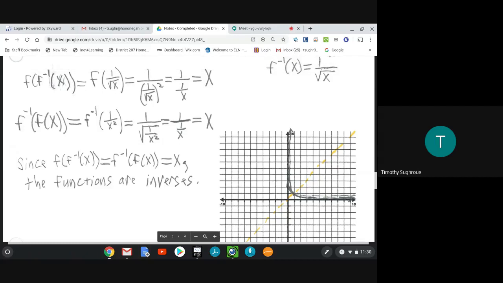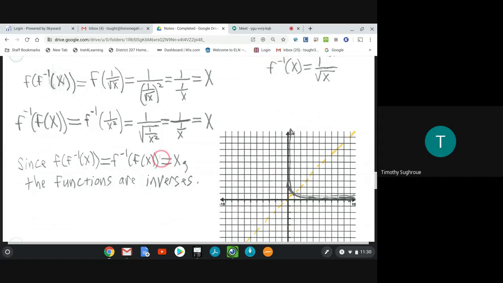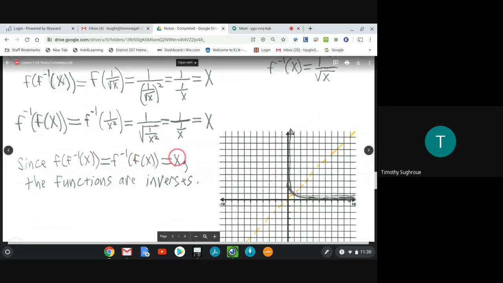If f of f inverse of x equals f inverse of f of x equals x, the functions are inverses. And we have to get used to being able to state these conclusions. There's going to be more writing on the AP test than you probably have done in any of your previous mathematics classes. And part of it is just getting used to writing correctly using mathematical notation. That's why I'm having you do this. You're probably not going to have to write this particular statement, but you're going to write statements very similar to this that involve calculus notation.